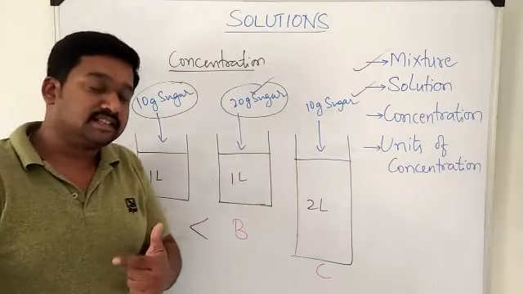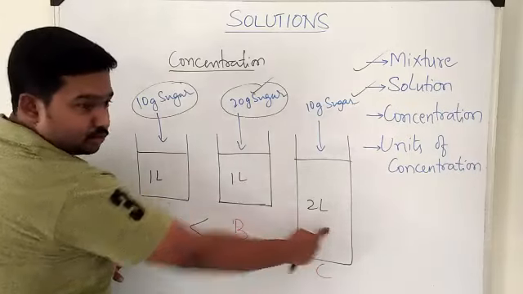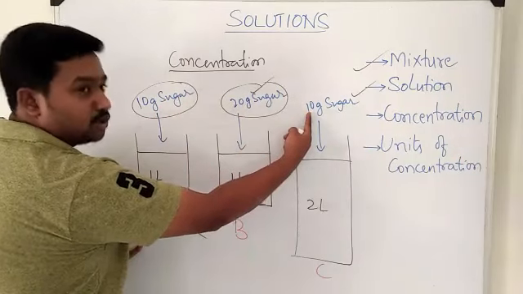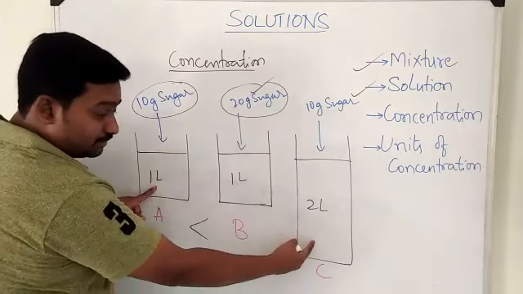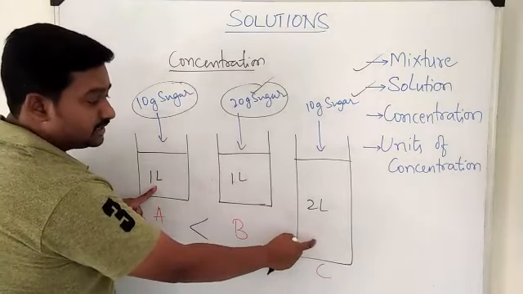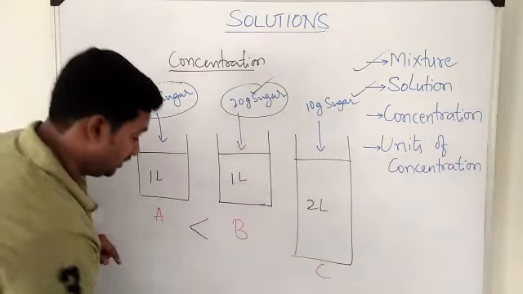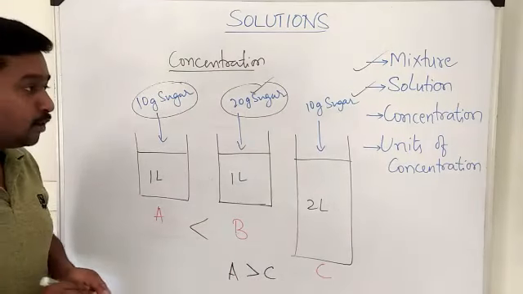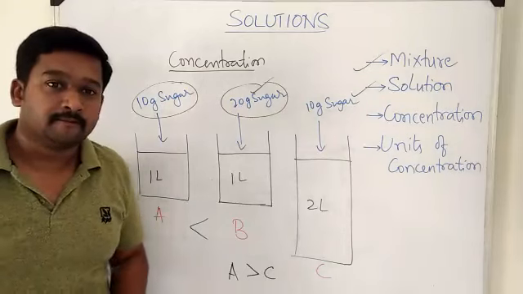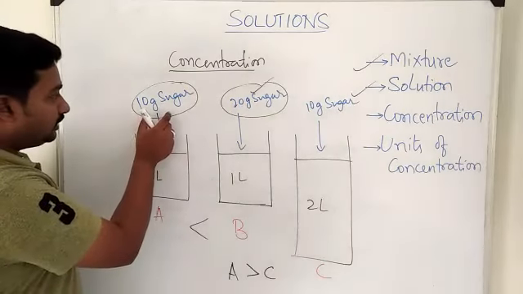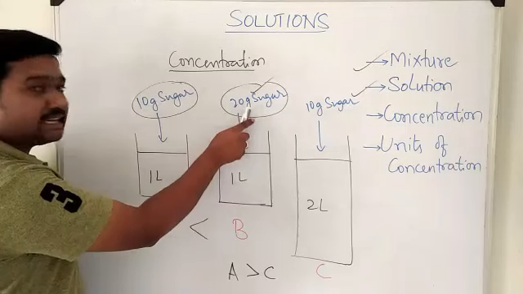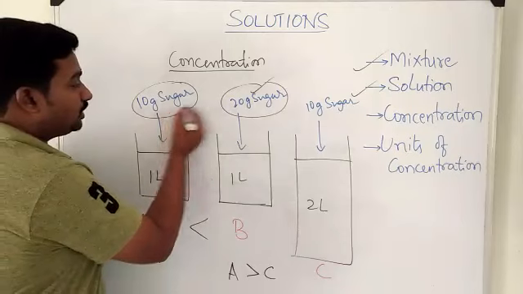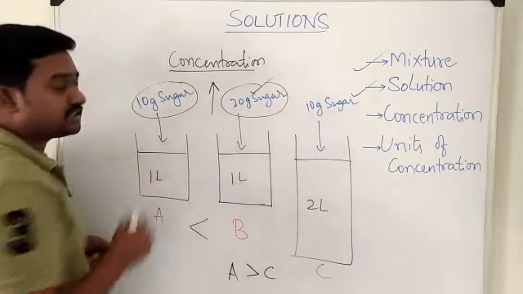Now, if my second question is, among A and C, which is more concentrated? Though 10 gram sugar are present, the amount of water is doubled here in C. That means the concentration of C must be lower. Therefore, we would say A is more concentrated than C. Now, what is the meaning here overall? Very simple. When the amount of solute is increased, concentration is increasing.